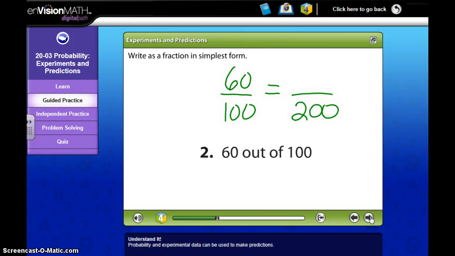How did you do that? Okay, you knew that to get from 100 to 200 you multiplied times 2, so he did the same to the top. Good work.